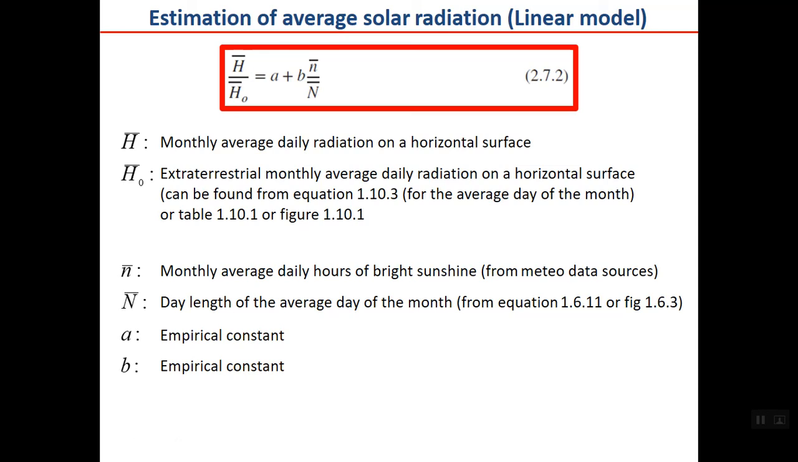The other case is the case where you don't have A and B for a specific location, so you should have n bar over N bar and H bar over H bar 0 for that location for different months of the year, and then you can fit an equation like this to the experimental data points to find A and B.